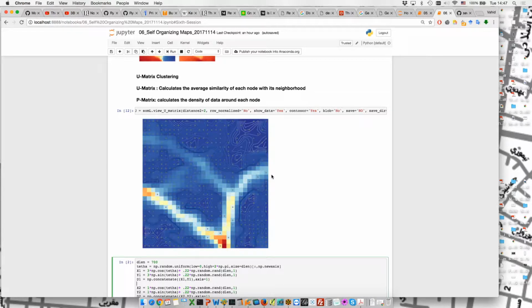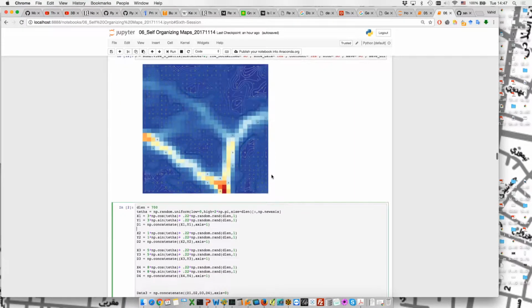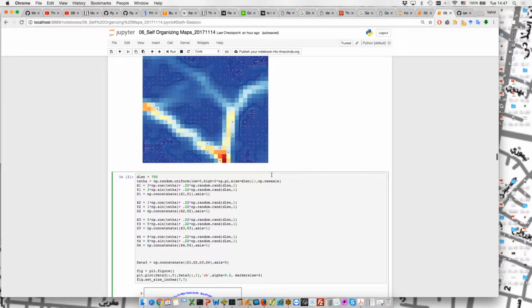Which is your favorite method for clustering? This U matrix is usually the best. Yeah, this is usually better. But my favorite thing is not to do the clustering. I mean, if possible, don't do clustering because you cut the space.